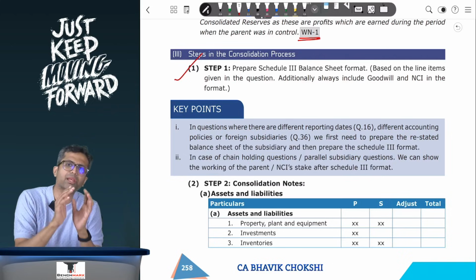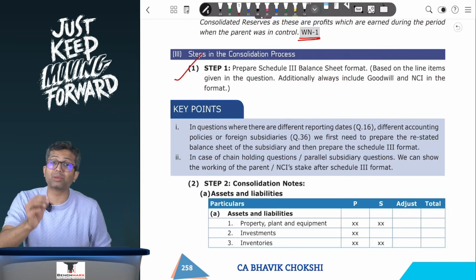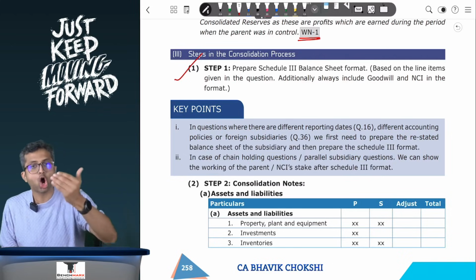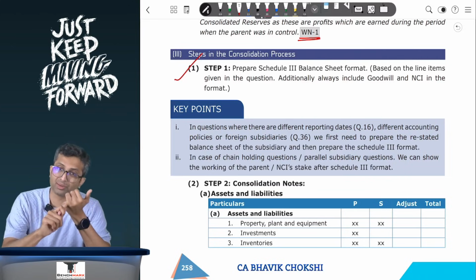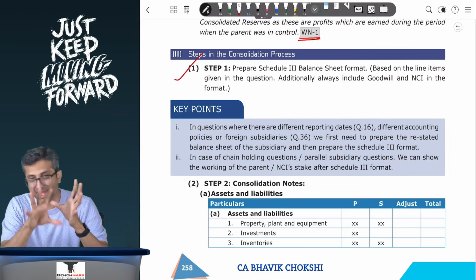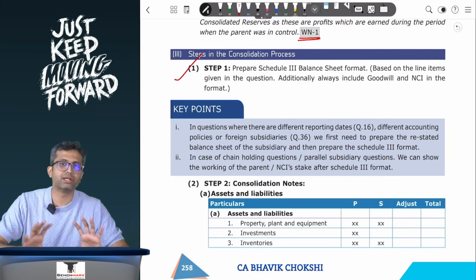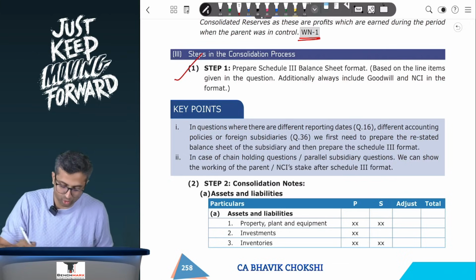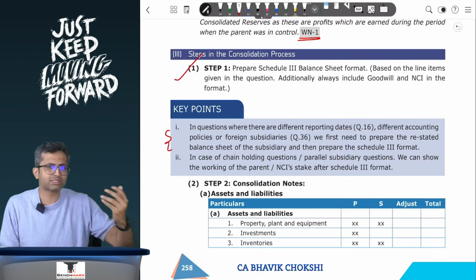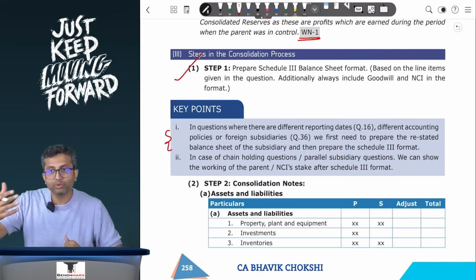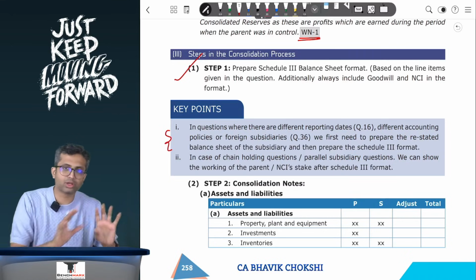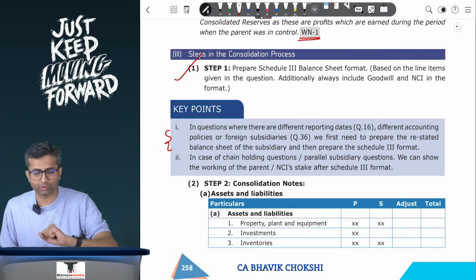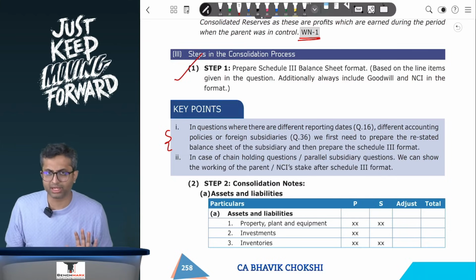Then before preparing the Schedule 3 balance sheet, you will prepare a working note and prepare a redrafted balance sheet of the subsidiary using the parent's policies, or at the parent's balance sheet date, or in the parent's currency. These are the only questions where you might first have to prepare a working note for getting the subsidiary's balance sheet in the parent's format, and after that you prepare the Schedule 3 balance sheet.